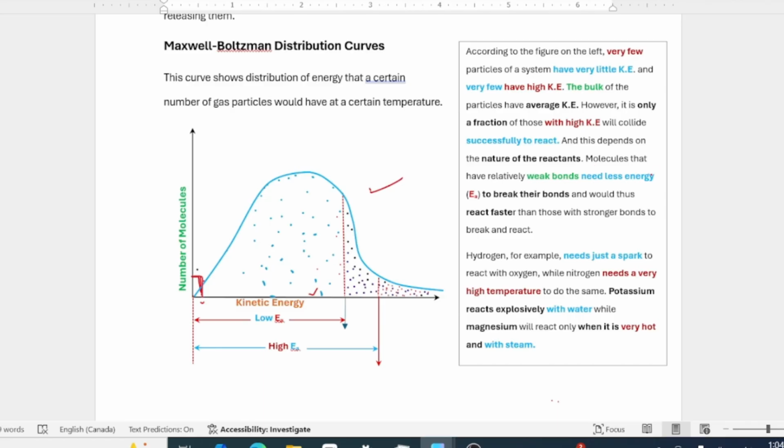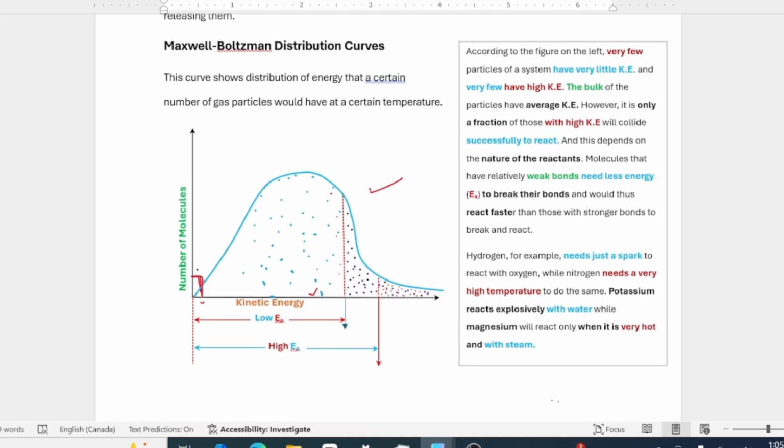Molecules that have relatively weak bonds need less energy to break their bonds and would thus react faster than those with stronger bonds to break and react. Hydrogen, for example, needs just a spark to react with oxygen, while nitrogen needs a very high temperature to do the same. Potassium reacts explosively with water, while magnesium will react only when it is very hot and with steam.